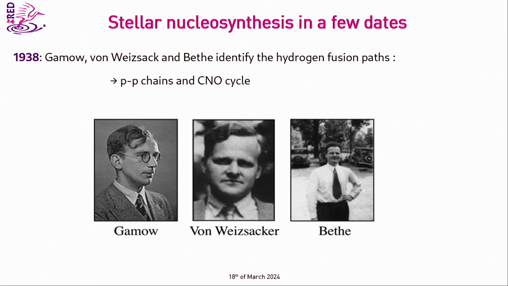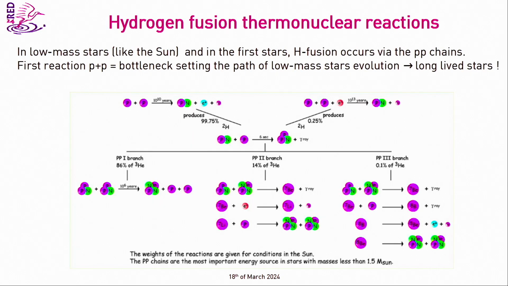In 1938, these guys, Gamow again and Bethe again, but here is von Weizsäcker, identified the fusion paths for hydrogen, and there are two fusion paths for hydrogen, what we call the PP chains and the CNO cycle. Let's look at it. In low mass stars, like the sun, normally the product of hydrogen burning, okay, I said burning, so just now you know, of hydrogen fusion, aka burning, is helium. So the net product is that you use four protons, and you build one alpha particle.